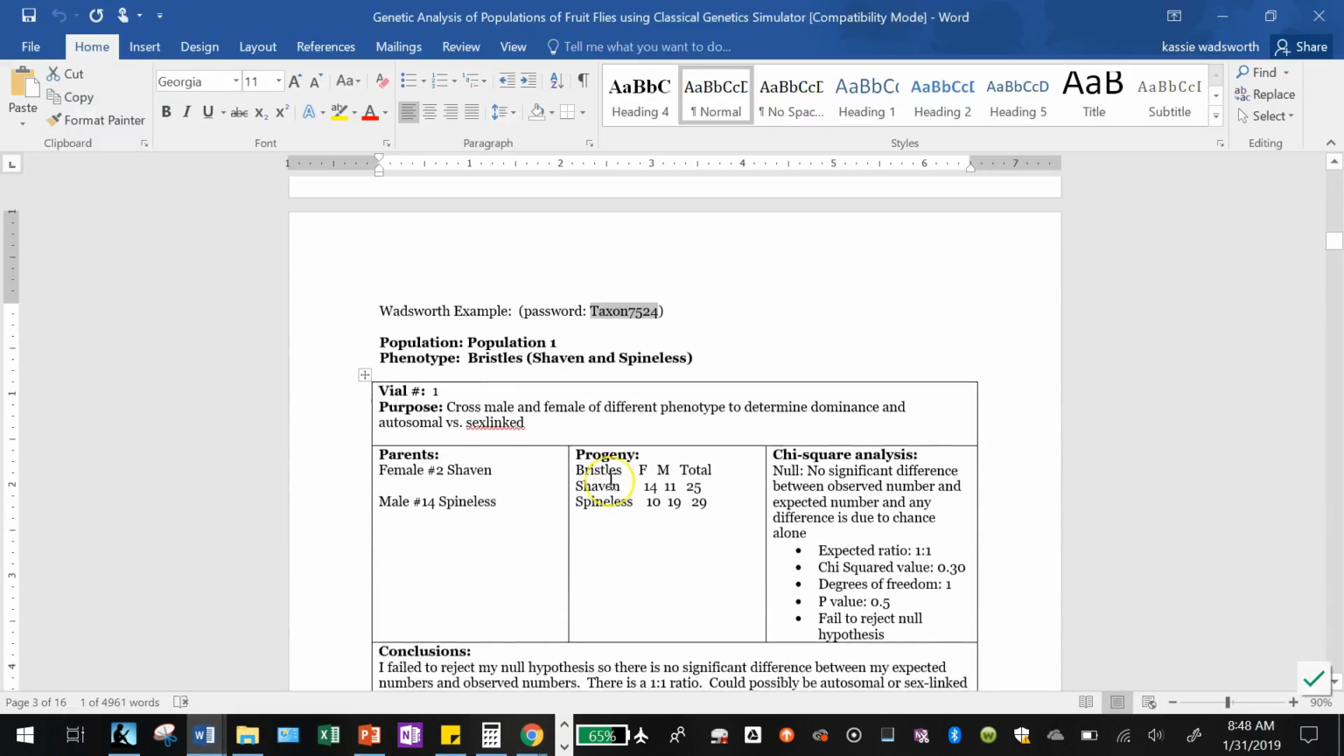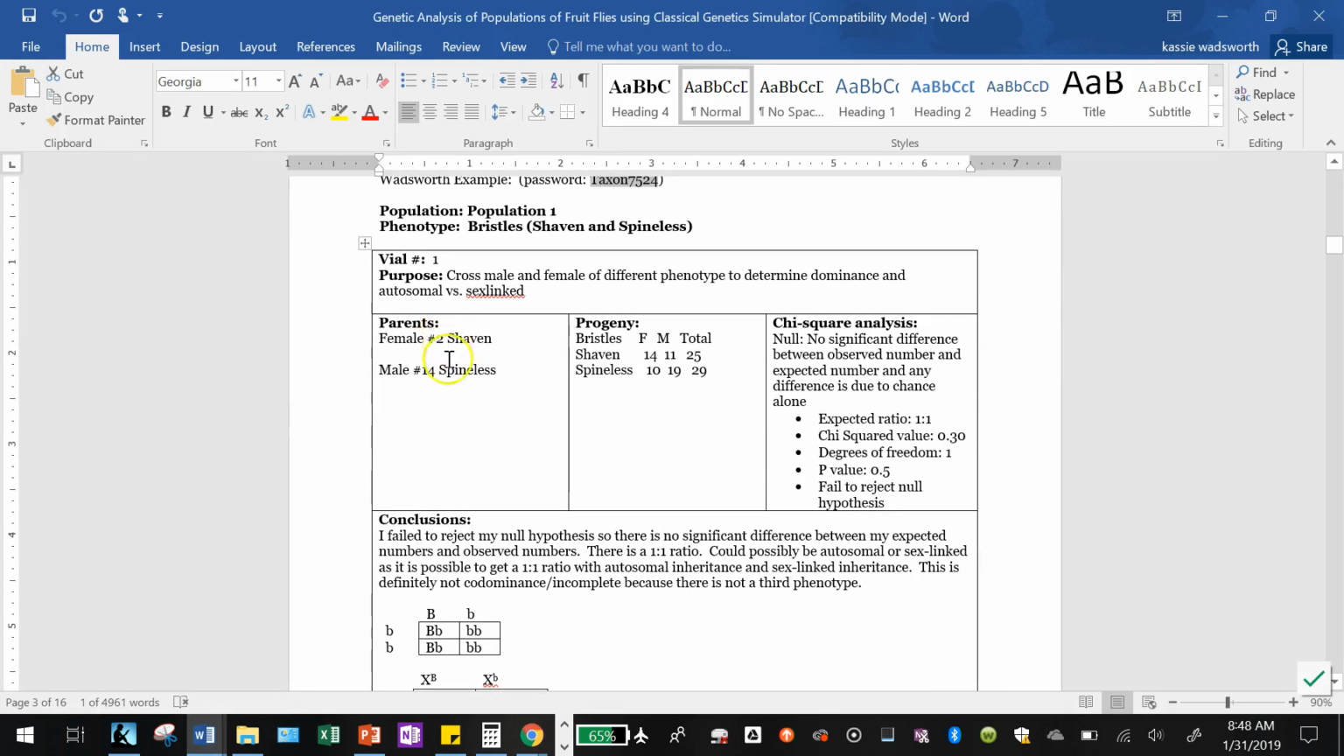So I made you an example. So here's my two parents. Here are the progeny. You can just copy that straight off of that analysis. And then what you need to do is some chi-square analysis. You may not know exactly what this is until you do a couple crosses, so it might be helpful to make a couple vials and then come back and do all your chi-square analysis before you form all your conclusions.